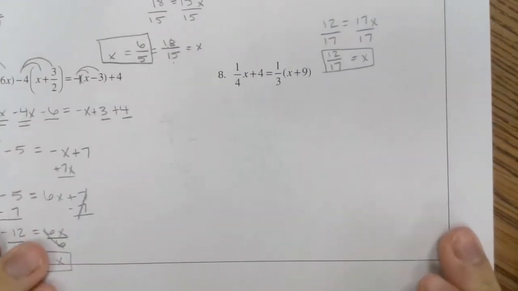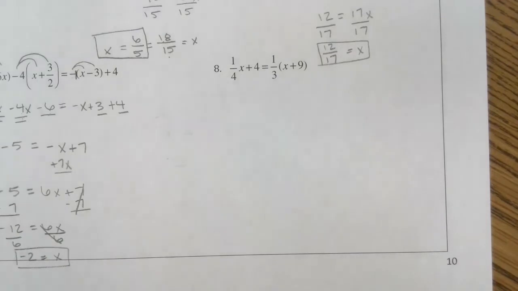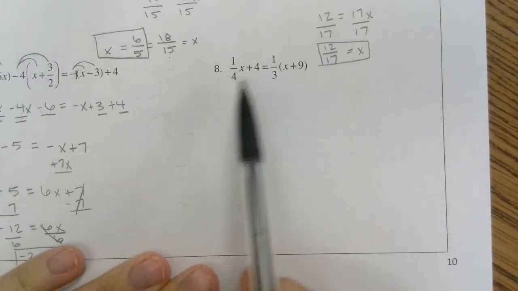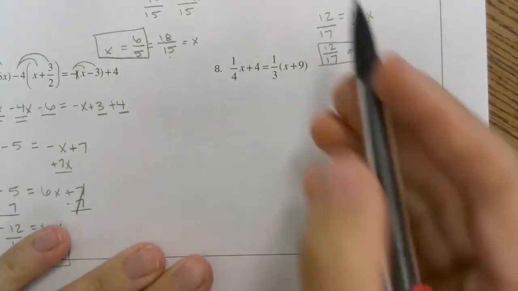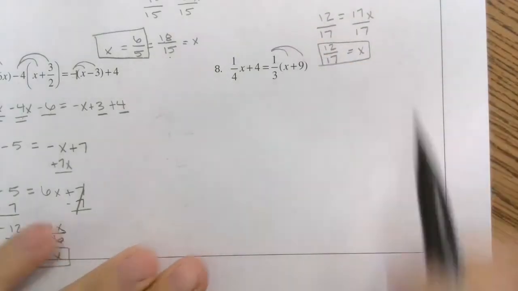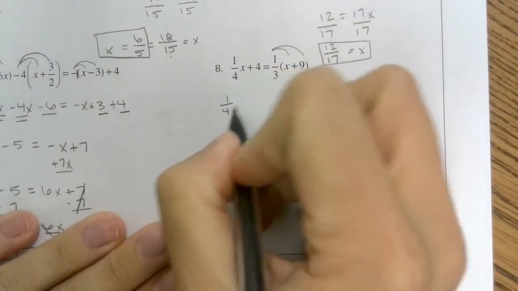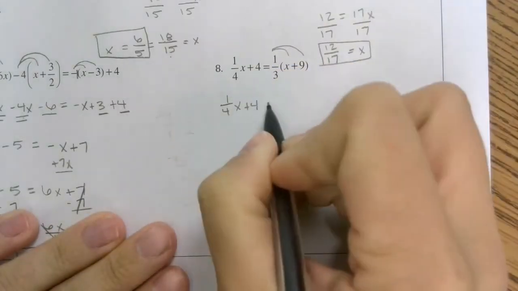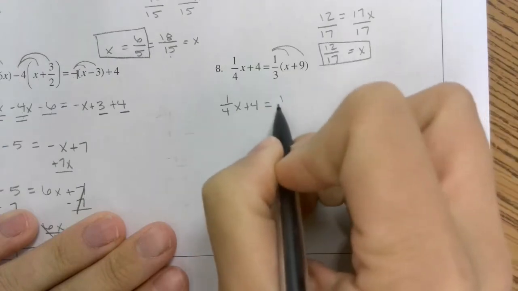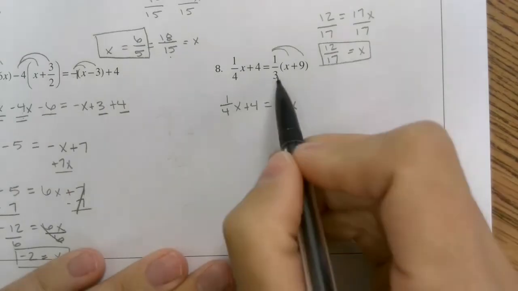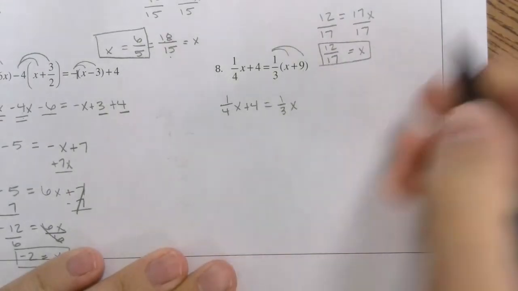Last one, number 8. Okay, so on the left-hand side, we don't have any parentheses. There's nothing that we can combine, nothing going on there. But over here on the right, we need to go ahead and distribute this 1/3. So we're going to keep this left-hand side the same. 1/3 times x is just 1/3 x. And then 1/3 times 9, so I want you to think about it.